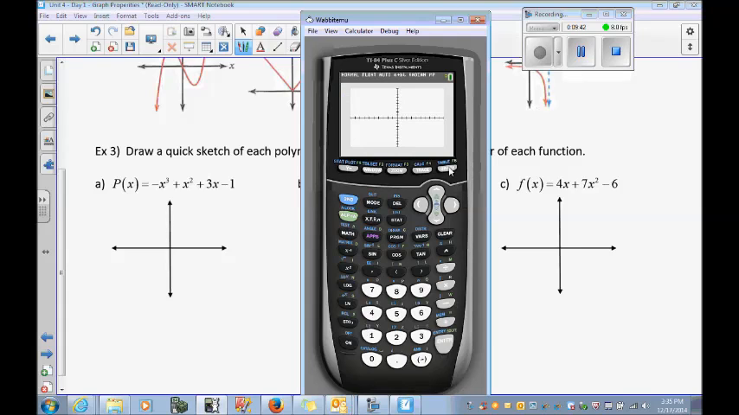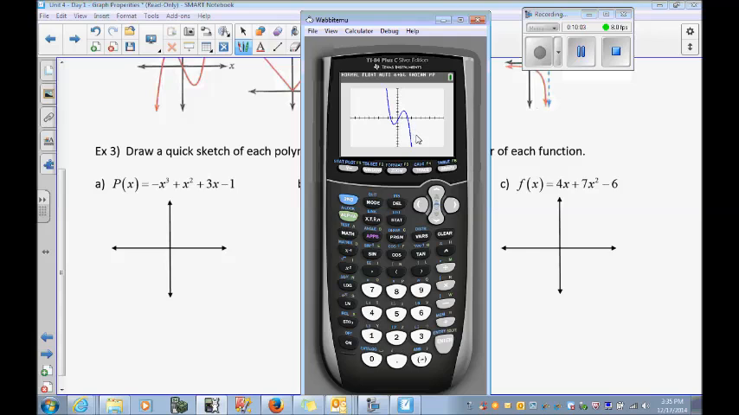Okay, we had a little interruption there, but I'm not going to stop this recording. I'm going to keep on going. All right, so negative x cubed plus x squared plus 3x minus 1. Again, we see that our highest exponent is 3, and we have two terms. Here's our first term, here's our second term.